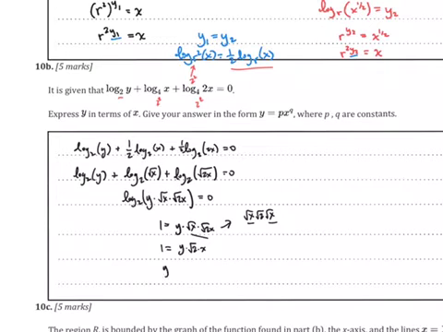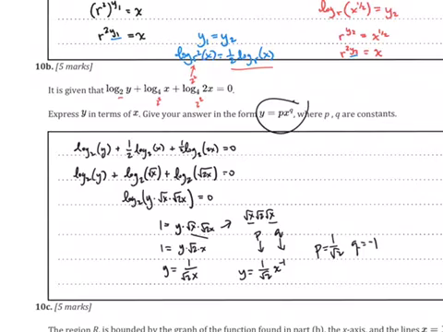So it looks like y will equal 1 over root 2 x, which written in the form that they want would be y equals p times x to the q. So q would equal negative 1, and p would equal 1 over root 2.